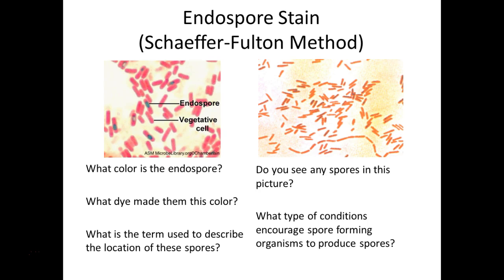So again, as it relates to spore stain, you need to know what method you're using and what dyes you're using so you know what color things are supposed to be. So we're going to employ the Schaeffer-Fulton method for endospore staining. And in that method, what color are endospores supposed to be? They're supposed to be green. Notice I said supposed to be. What dye made them this color? What dye are we going to use? We're going to use malachite green.